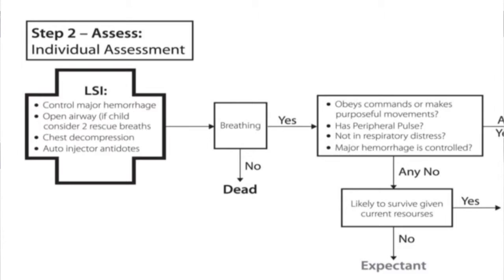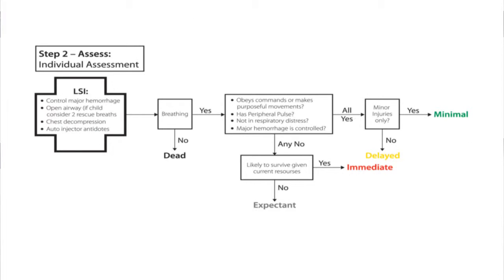You have the equipment provided to you in the North American Response Kit to provide the life-saving interventions. The life-saving interventions are control major hemorrhage, open the airway. If it's a child, consider 2 rescue breaths. Chest decompression, auto-injector antidotes.